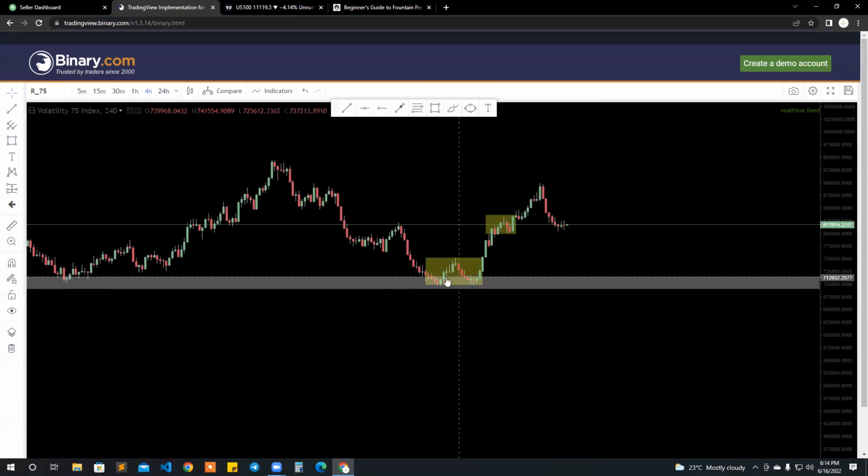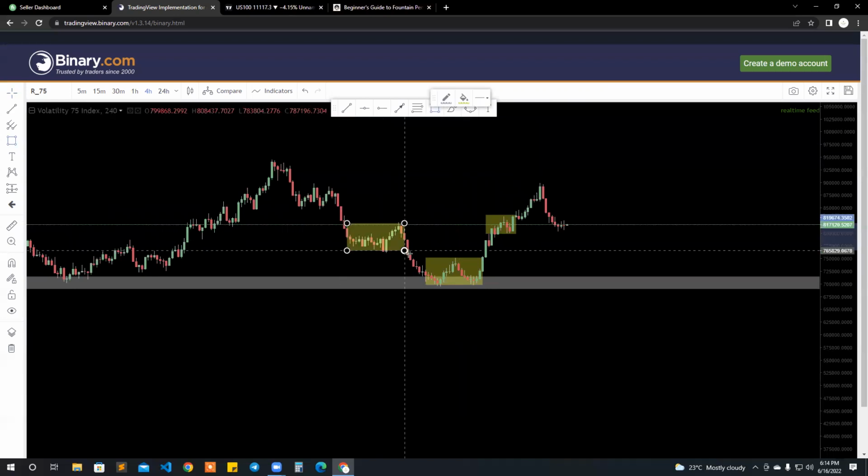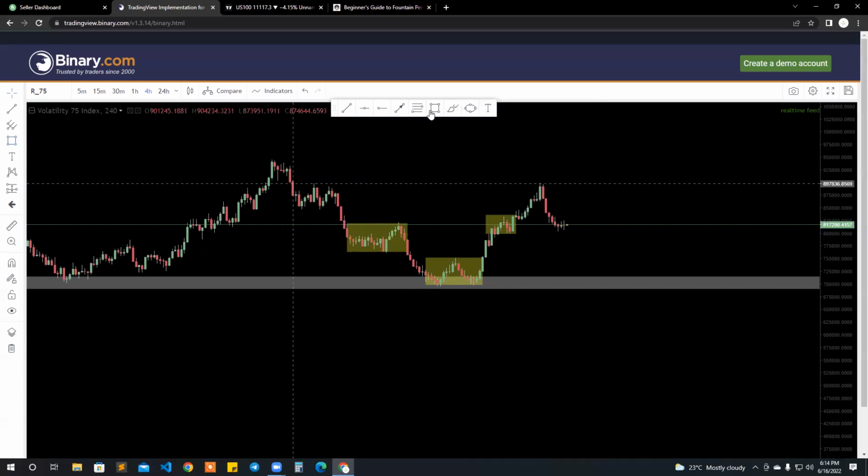Okay, sir. When you look at this, these are structures. You can also call them consolidation. This is a structure here. This is a structure.